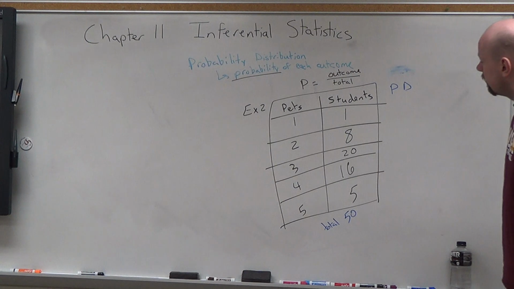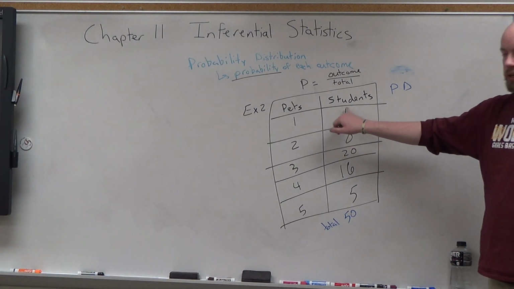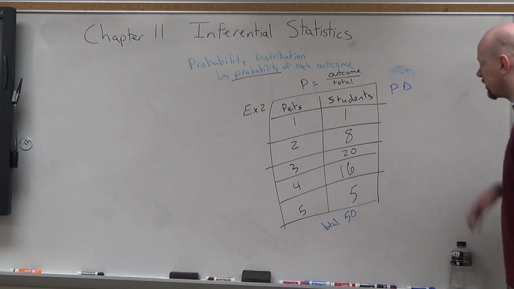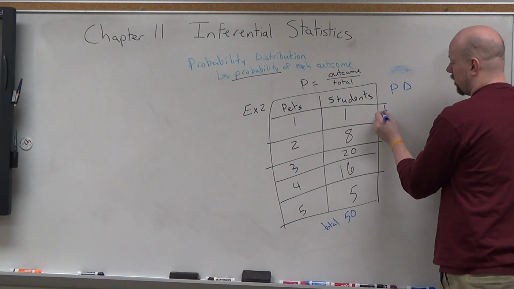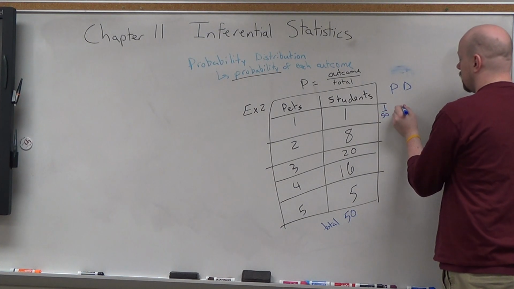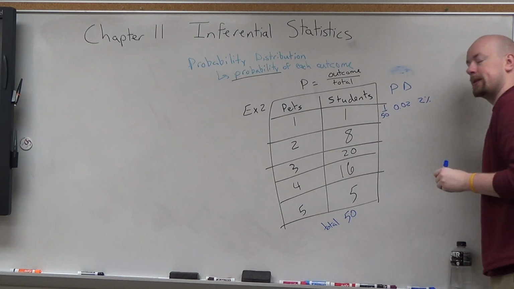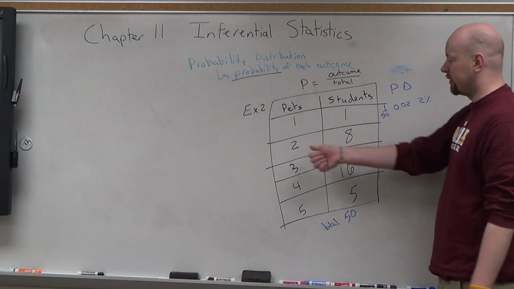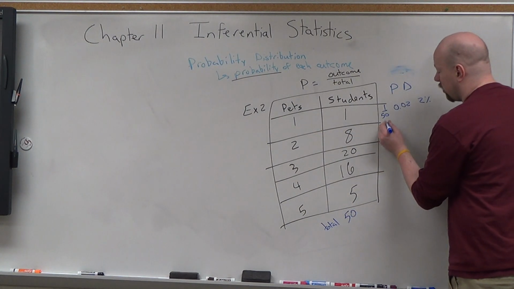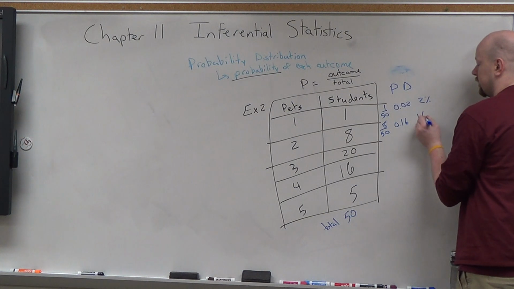Okay. So what is the probability I pick a student with 1 pet? That would just be my outcome over my total. So 1 over 50 or 0.02 or 2%. Okay, what's the probability I pick a student with 2 pets? Well, that would be 8 over 50 or 0.16 or 16%.